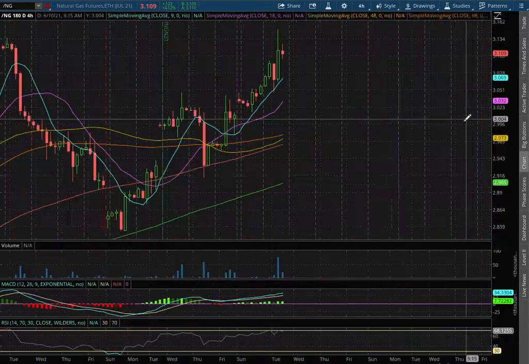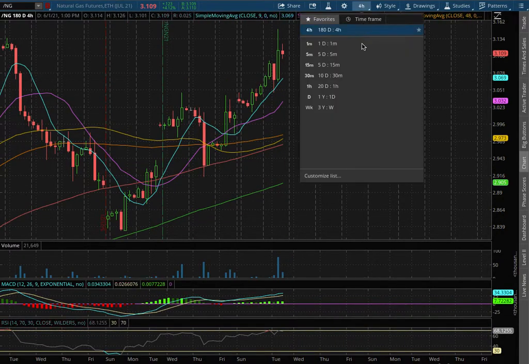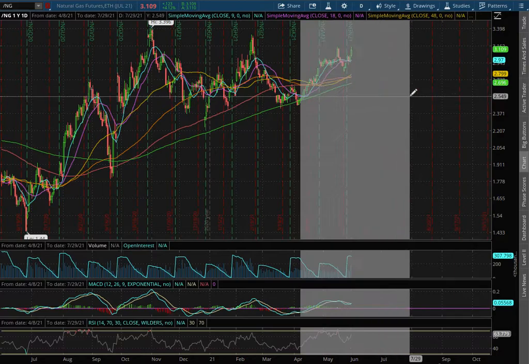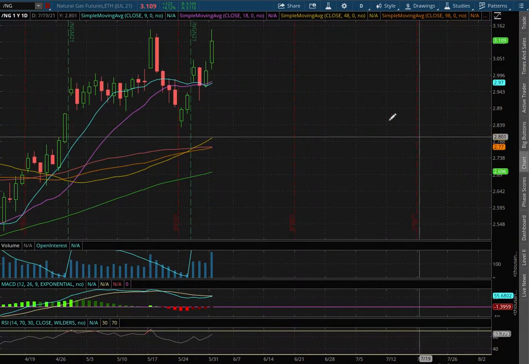As with the 4 hour chart, we still remain in positive MACD and slightly off of overbought condition with the RSI. As with the daily chart, we still remain in positive MACD and we're seeing it converge once again.